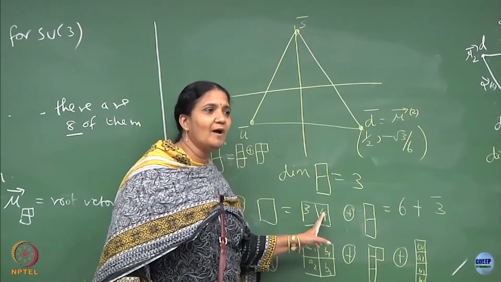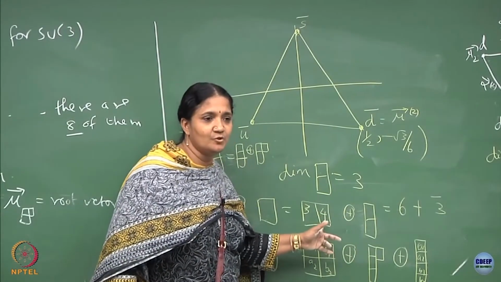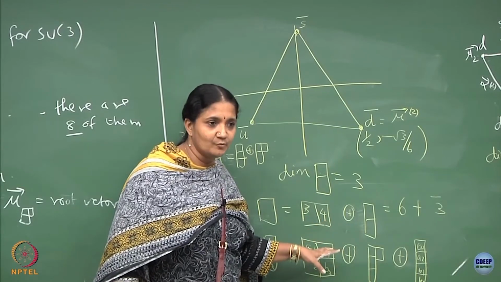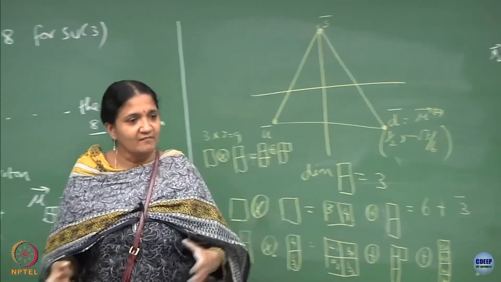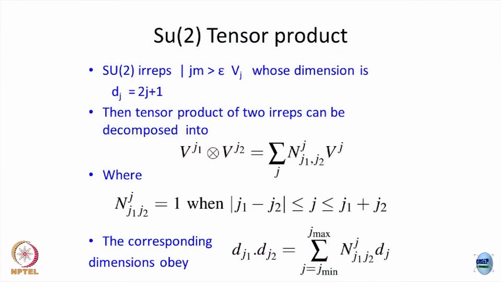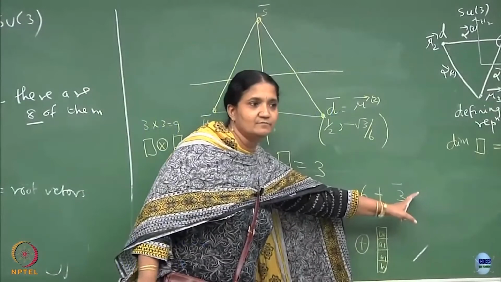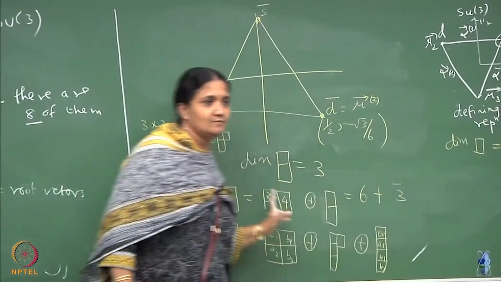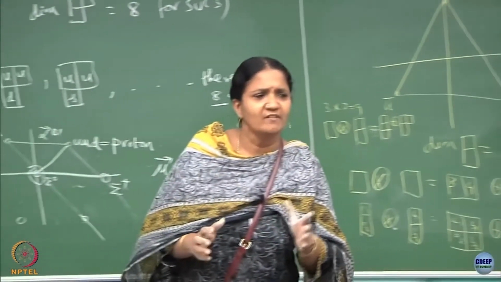You have to get a spin 1 and a spin 0. One of the diagrams should be spin 1, another diagram should be spin 0. So, that is the way to see the diagrams. Okay. And the corresponding dimensions should also multiply and add up. That is what happened here. 3 into 3 was 9, 6 plus 3 is 9, right. This is what you have done even in the earlier case.